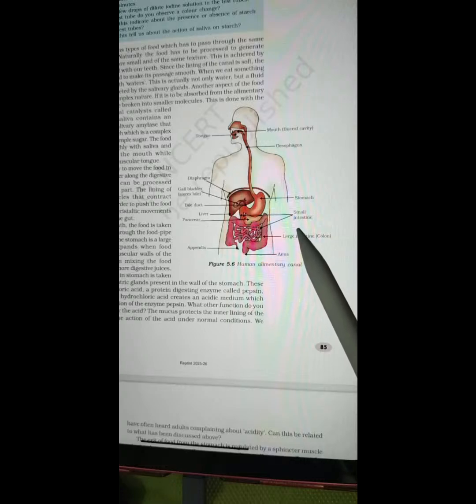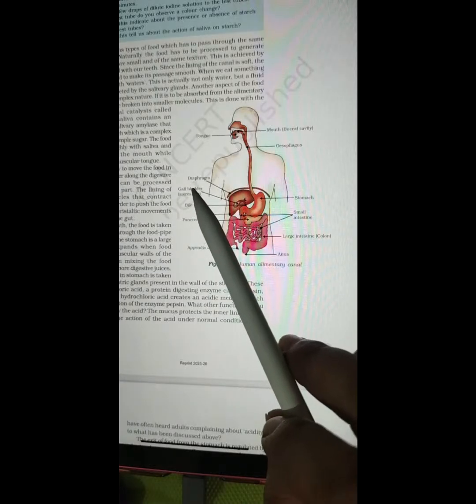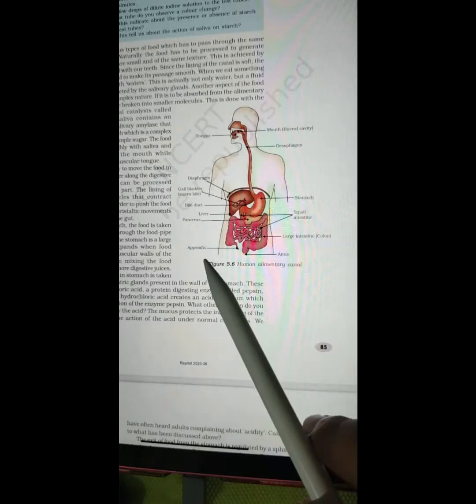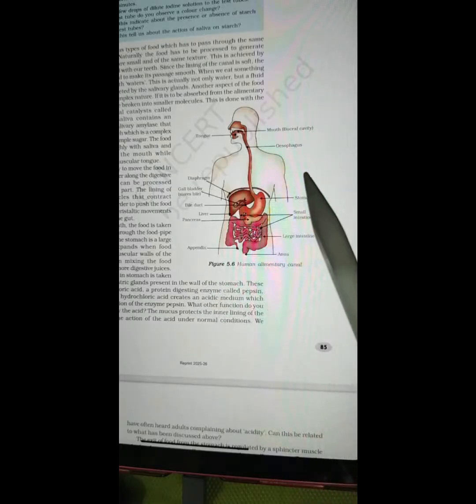Small intestine. Stomach. So the difficult words are diaphragm, esophagus, appendix. Rest all words will definitely be easy for you. In case you are facing difficulty in any of the words, you can please write it in the chat and I'll get back to you.